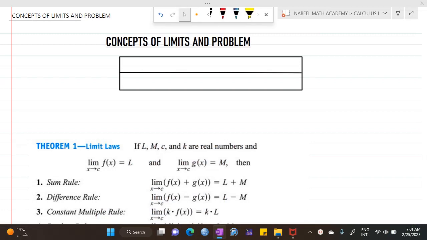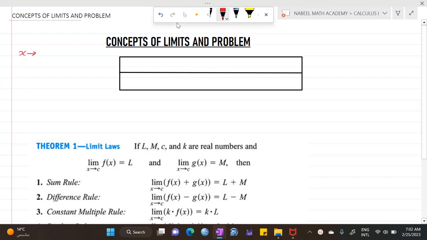In this video, we are going to see the concept of limit and some of the problems. The limit is the actual fundamental concept in calculus which determines the behavior of the function in the neighborhood of the given points. To understand the concept, let us take an example.